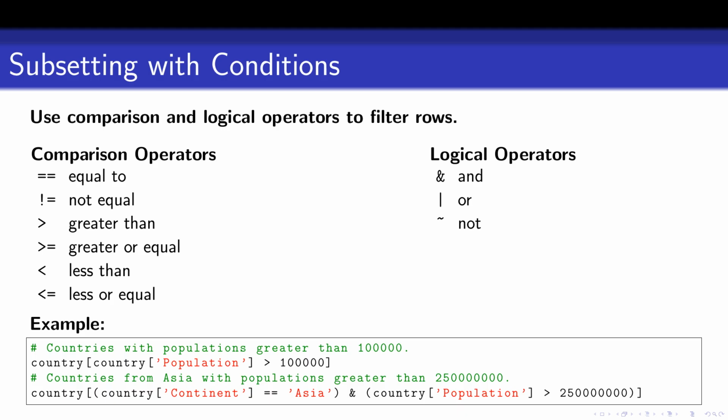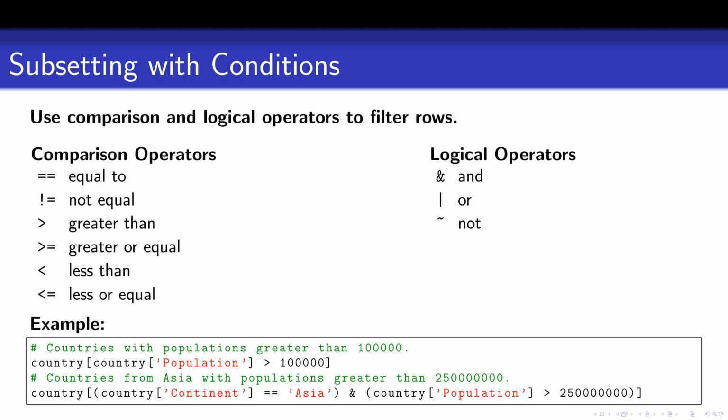You can also combine conditions, like selecting countries in Asia with a population over 250 million using country['continent'] == 'Asia' and country['population'] > 250 million. These conditional filters are incredibly powerful and allow for precise, readable queries without writing complex loops. They're essential for data exploration, cleaning, and analysis, especially when working with large or messy datasets where manual filtering is impractical.